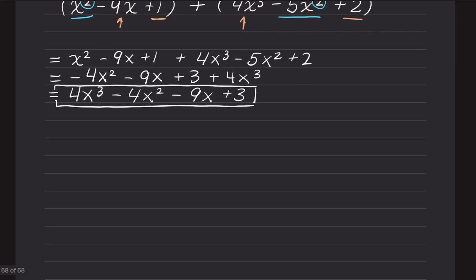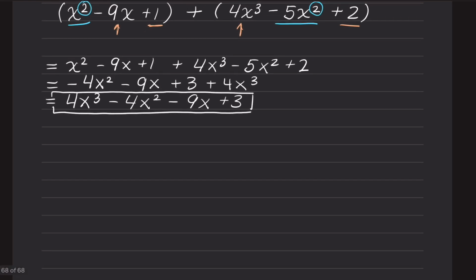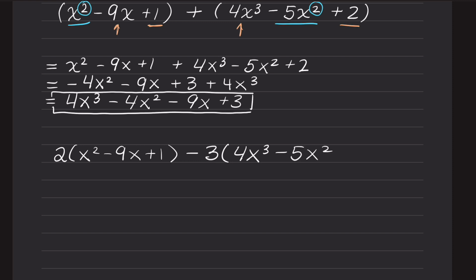Okay, so we may also want to add polynomials where maybe we need to distribute something first. So maybe I want to add 2x squared minus 9x plus 1 to, actually, we'll do minus 3 times this 4x cubed minus 5x squared plus 2.